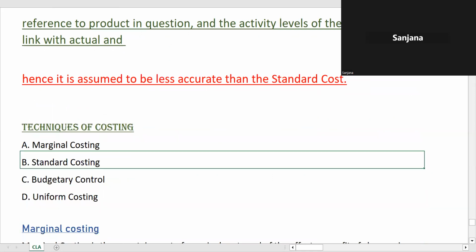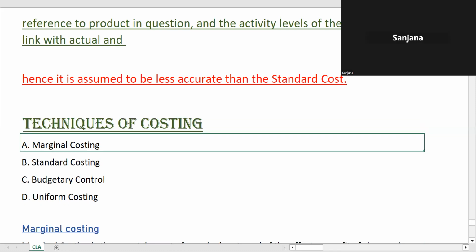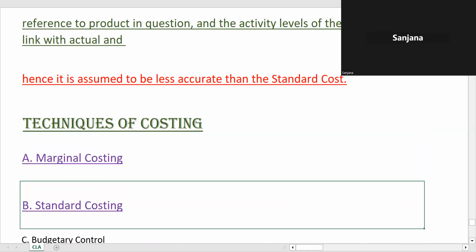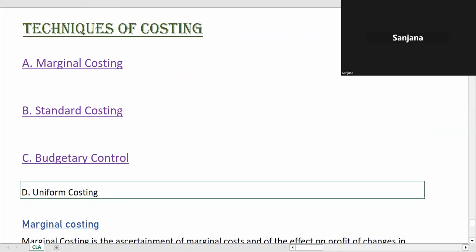Okay. Next is called techniques of costing. As earlier we saw methods of costing, that's the 30 marks part. Then you have these techniques of costing, which is also a 30 marks part. We're going to start the next chapter with the next class, marginal costing. So what are the techniques? Marginal costing, standard costing, budgetary control. All three are there in your course.